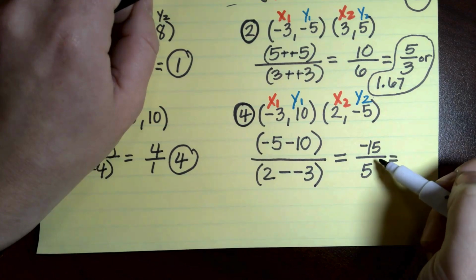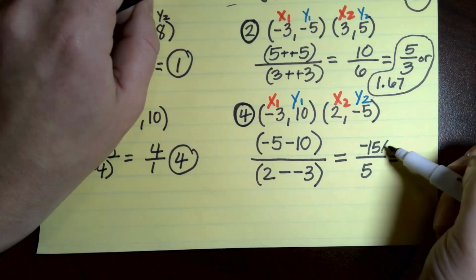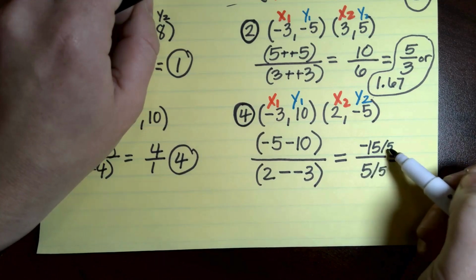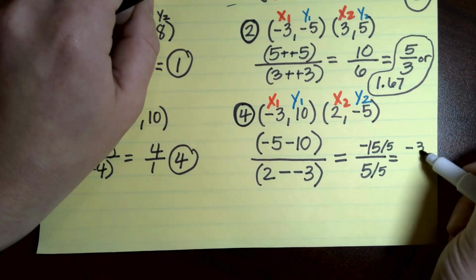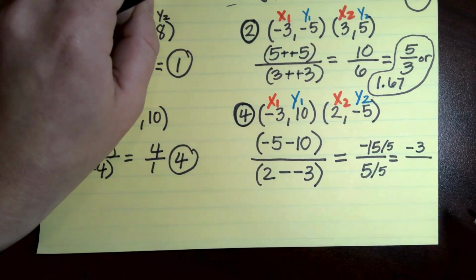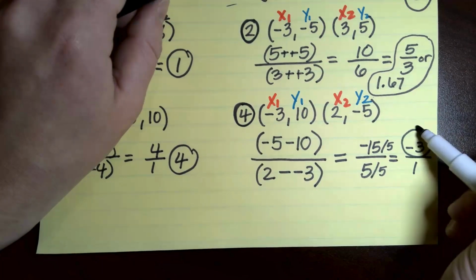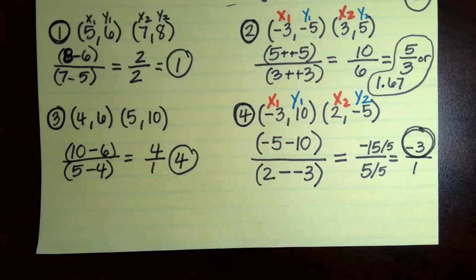-3. If we divide both of them by 5, negative 15 divided by 5 is -3. 5 divided by 5 is 1. -3 over 1 is the same thing as just -3. All right. Michael, what did you do to get a different answer?